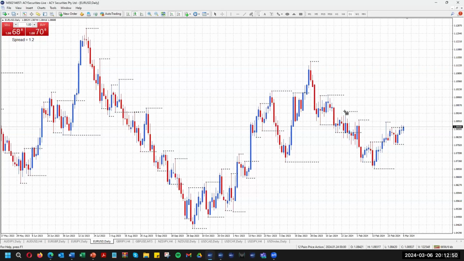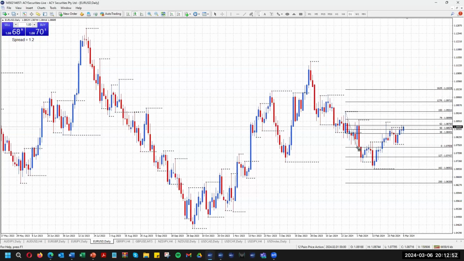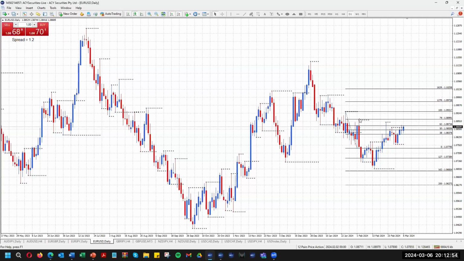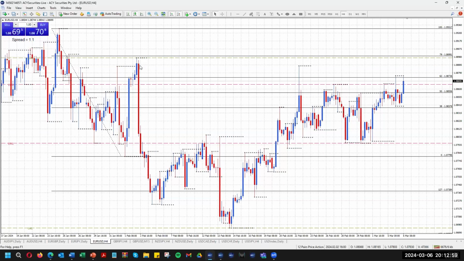All right, so it just misses the 79% level here. So let's just drop down to the 4-hour chart. And this was the job figure collapse here.